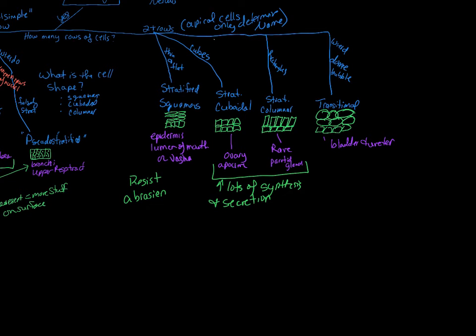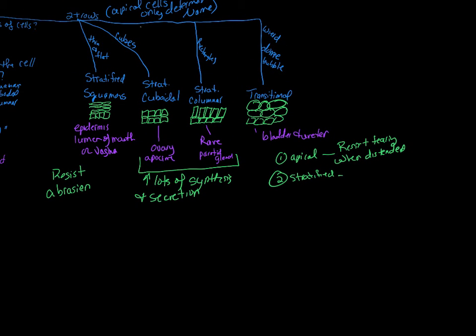Okay? And then transitional has two functions. The apical cells are that way because they will resist tearing when distended. Okay? And then the stratified, what that does is it resists chemical burning, so that the apical cells can replace themselves rapidly and easily, since there's all that urine in that area.